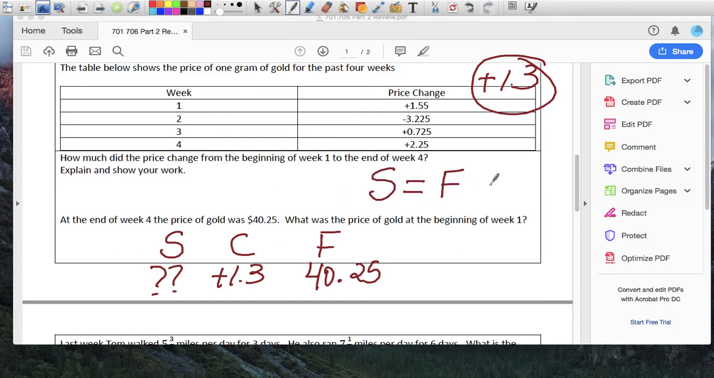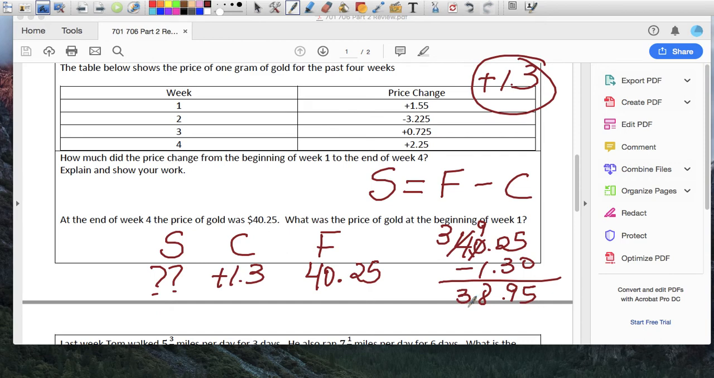You do final minus change. Your final was $40.25. What was your change? 1.3. So let's subtract 1.3. Have a 0 over here. If you subtract, 5 minus 0 is 5. I need to do some borrowing. That's a 3. That's a 10. Becomes a 9. That's a 12. 12 minus 3 is 9. 3 minus 1 is 2. And 3 just comes down. So it started at 38.95.